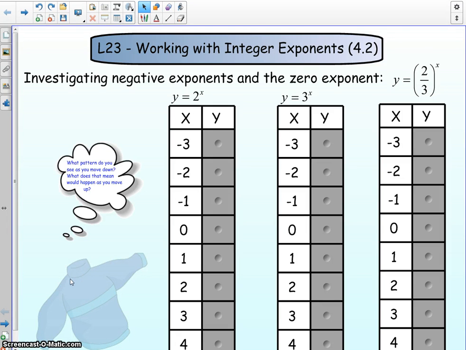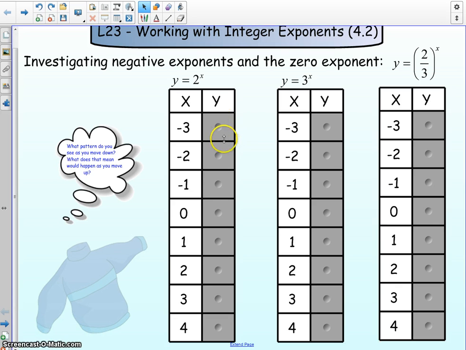So we're going to take a step aside from looking at graphs of exponential functions for now and just look at some rules that involve working with exponents. For starters, I've given you three tables of values here that I'd like you to complete. There's one for y equals 2 to the x, one for y equals 3 to the x, and one for y equals 2/3 to the power x.